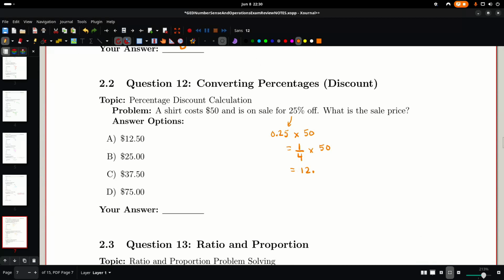So it's $12.50. Therefore the sale price, or the new price, is the old price, which is $50, minus 12.5, which gives us $47.5. Sorry, my mistake, $37.5. Shame on me. $37.5, which is $37.50, and so it's choice C. There we go.